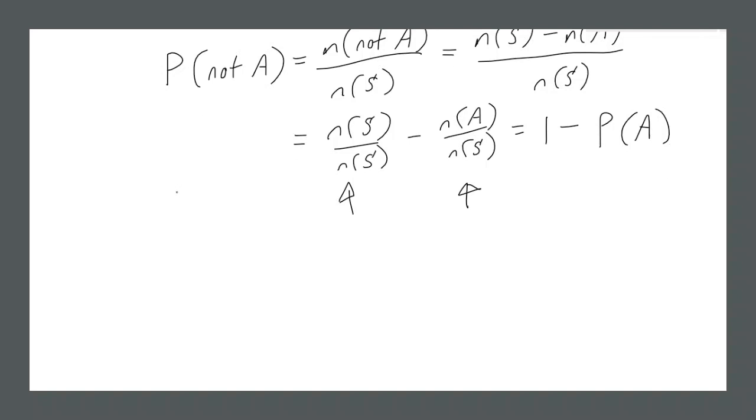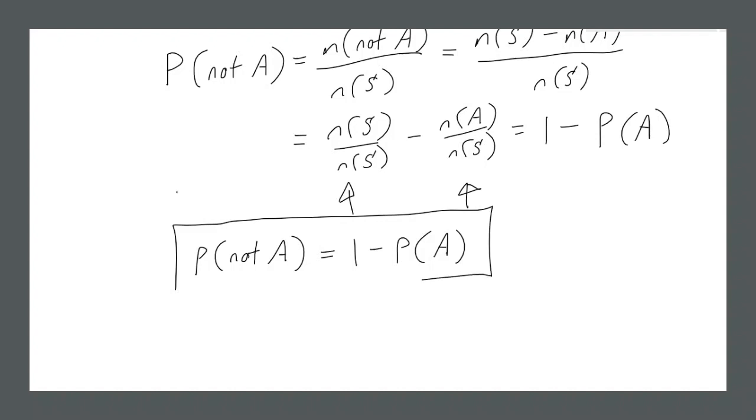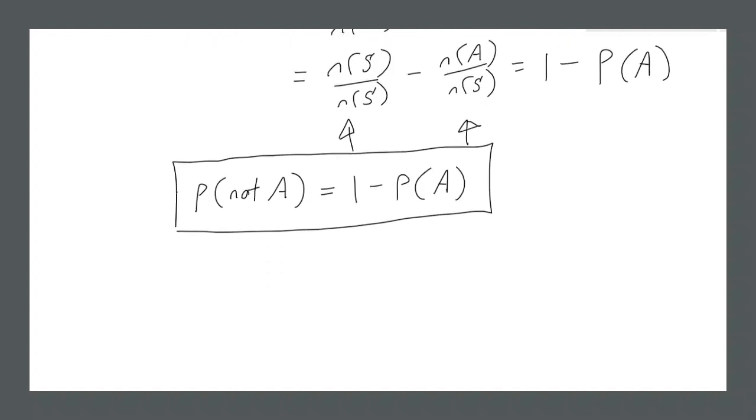What do we have in summary then? The probability of not A is just equal to 1 minus the probability of A. That's our next rule that is derived here.